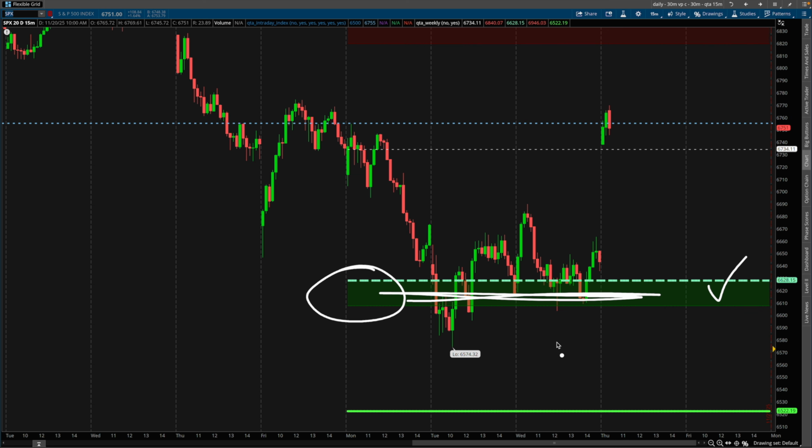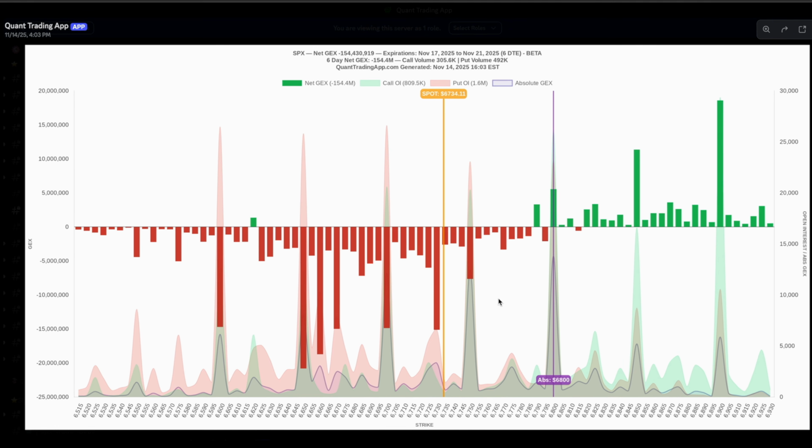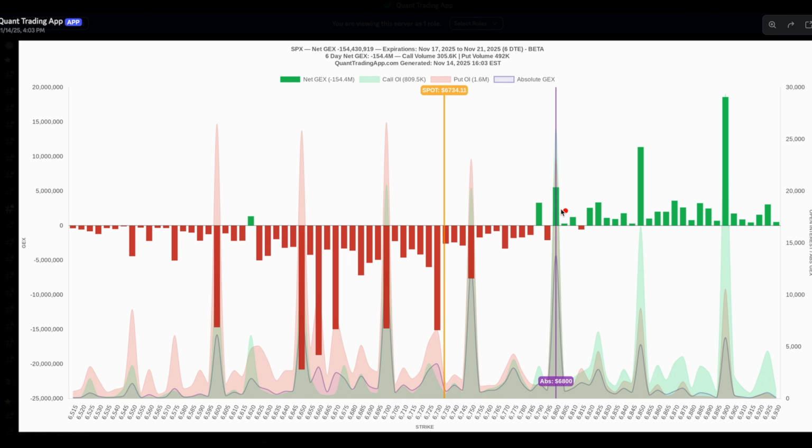So if I get a question like, why am I long biased? It's because of this information that is presented to us, as well as the edge. And then we get the confirmation in price action as well as volume. With the SPX being here on Friday, if I'm going to be long, this would be my target, 6,800, right? Massive absolute gamma.